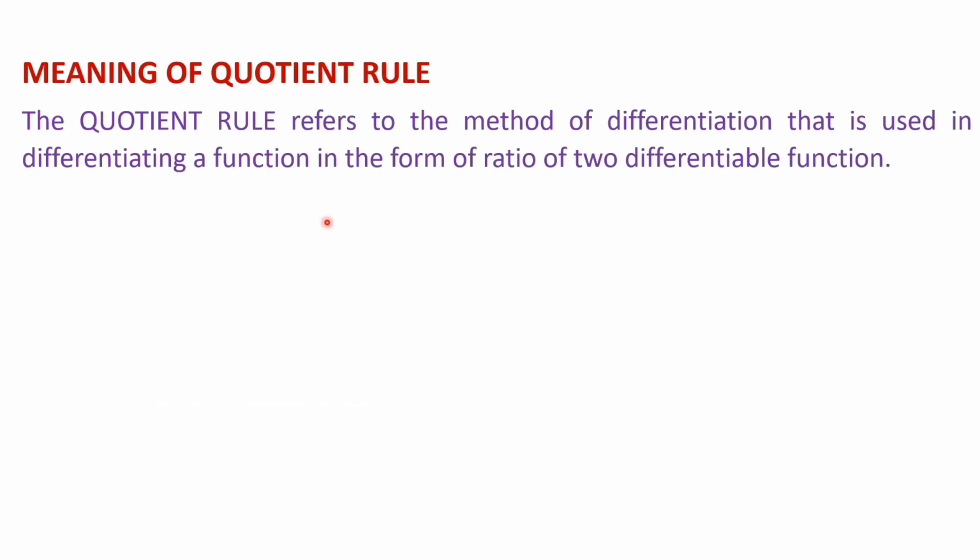Quotient rule refers to the method of differentiation that is used in differentiating a function in the form of ratio of two differentiable functions. That is, when we have two functions that are dividing themselves and this function is differentiable, in that case we can make use of the quotient rule formula.